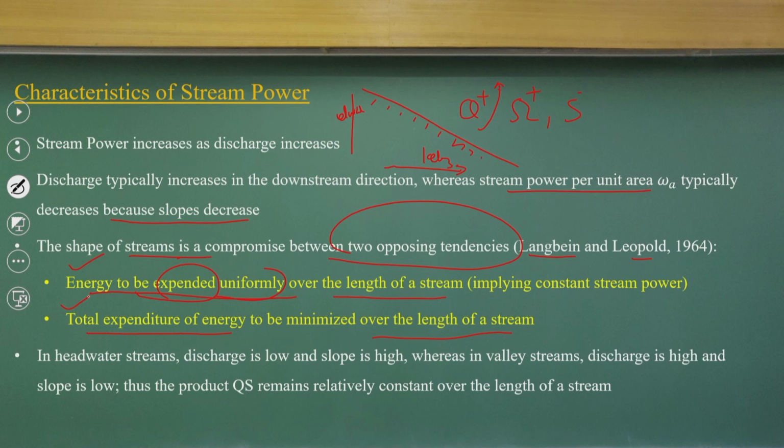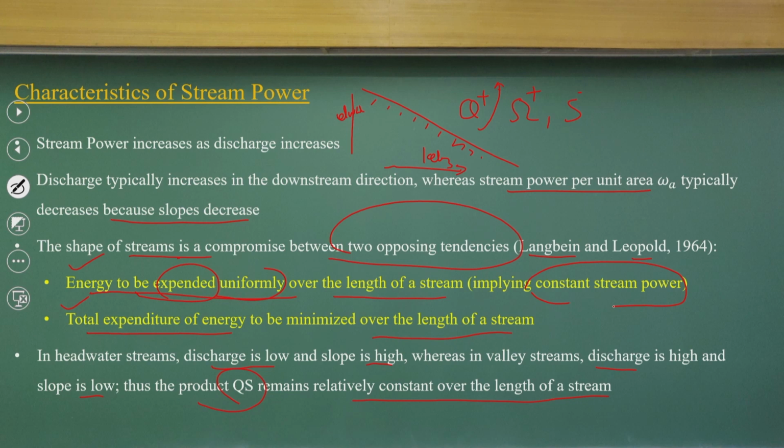In headwater streams, the hilly streams, the discharge is low and the slope is high. In the valley streams, the discharge is high and the slope is low. Thus, the product of QS remains relatively constant along the river. That is the concept. The energy expended uniformly, or a constant stream power, will happen from the headwater to the valley, because in the headwater the discharge is low and slope is high, but in the valley streams the discharge is high and the slope is low.